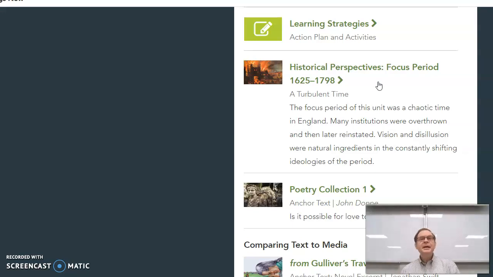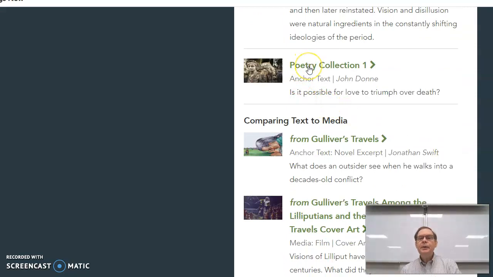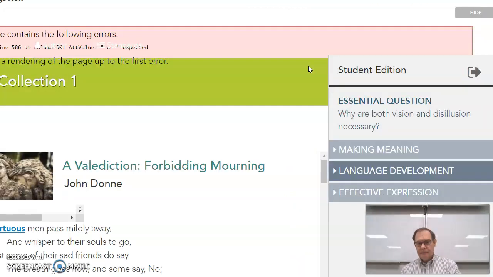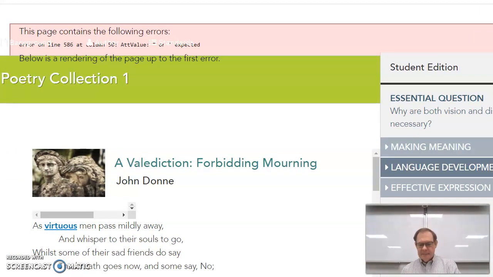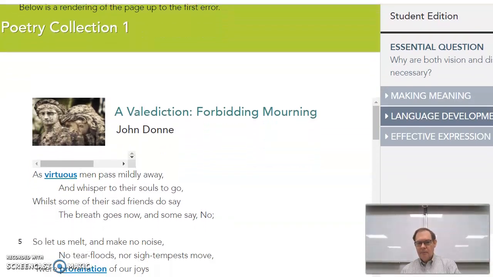On page 413 of your book, you can mark the following under whole class learning. This historical perspectives, it's called A Turbulent Time. You need to read that, go over that. And then we have poetry collection. That includes John Donne's A Valediction Forbidding Mourning. It also includes Holy Sonnet 10 by John Donne.